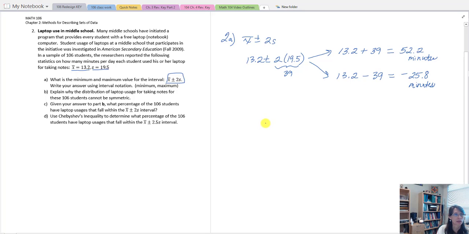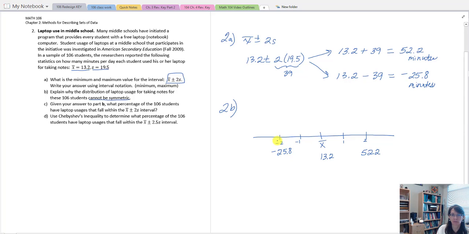Now that we've calculated them, for part B, we're going to explain why the distribution of laptop usage for taking notes for these 106 students cannot be symmetric. So for part B, it might be helpful to try to think about what this curve might look like. So I know I can mark the mean. That's x bar, 13.2. And I know that 1 standard deviation and 2 standard deviations would be to the right. So at 2 standard deviations, we have 52.2. And 2 standard deviations to the left, our calculation was negative 25.8.